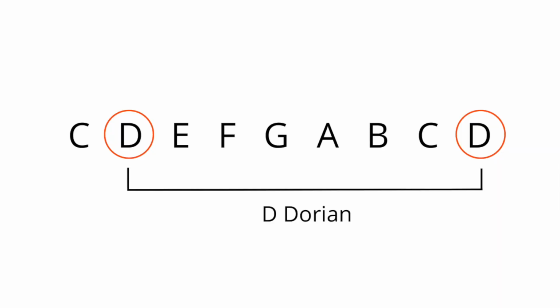So we're going to look at D Dorian. D Dorian is the second mode of C major. And what that means is that it's got the same notes as C major. However, it is not C major, it's D Dorian, where the root, the tonic, the center of the key, where everything resolves is the D note, not the C note.